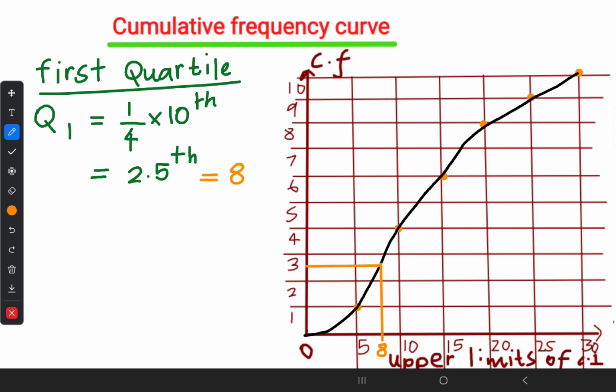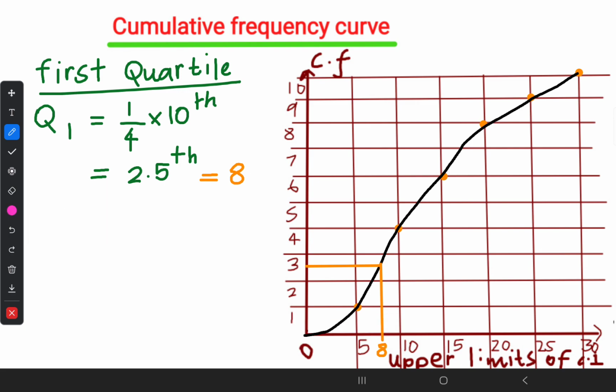So how did I identify the first quartile? Q1 is the representational notation. Quartile means one fourth of the total cumulative frequency, that is 10. So one fourth of 10 shows the 2.5th location. Through 2.5 in the vertical axis, just produce a straight line. Where that intersects our frequency curve, find its corresponding horizontal coordinate, that is 8. So this is the way you have to identify Q1 values.